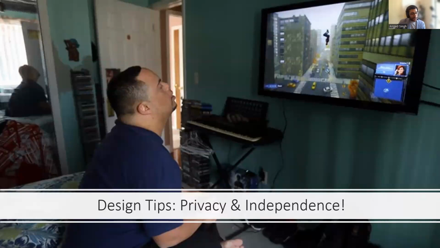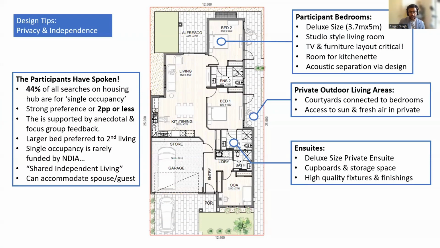Number 3, privacy and independence. Now, by the way, guys, the participants, in my view, are really guiding us as to what types of housing they want to see. Now, we know on the Housing Hub that 44% of all searches are for single occupancy dwellings. What we're seeing, broadly speaking, is that people don't like to share. And this is true not just for people with disabilities, it's actually true for many other people too. And because of that, we are seeing a strong preference for 2-participant homes compared to 3-participant homes. In fact, most of what we're building at the moment is just 2-participant homes.